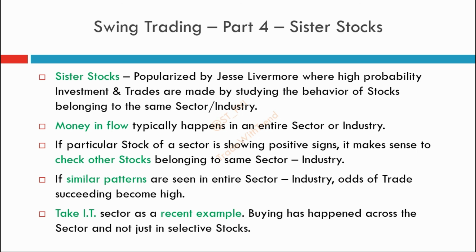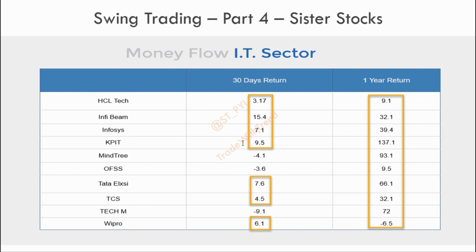Now I don't want to go back way too much in time. Let us take the IT example. It's a very recent example that is playing out. If you see, buying in the IT sector has happened across the board, it's not selective. What I have here is a 30-day return of IT stocks, and the majority of IT stocks are heading higher. When you look at the 1 year return, leaving aside Wipro, most of the IT stocks have moved up. Yes, individual performances do matter, and the net gain or loss would depend on individual stocks, but look at the broader trend. All IT stocks are heading up in one direction.